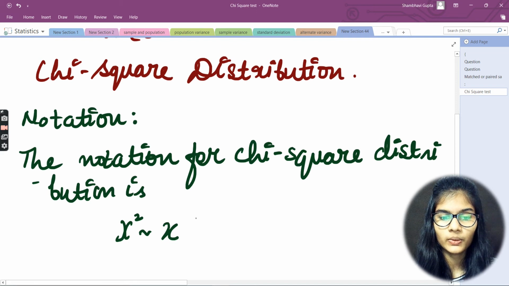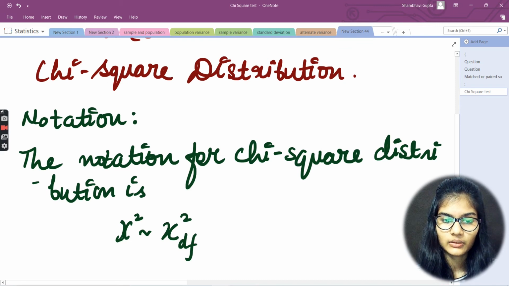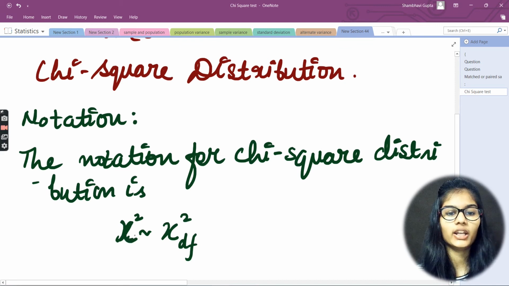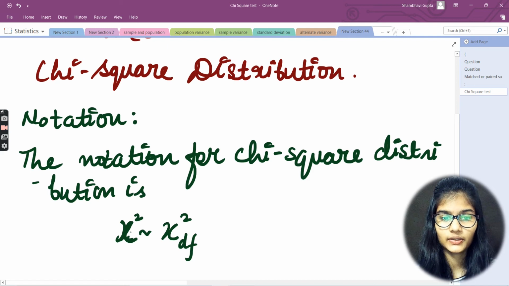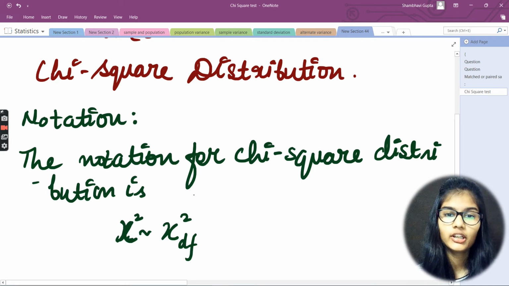That's completely equal to x, and here goes the square and here goes the df, right? So I would mention it like this right here. Great. So this is the notation, the denotation for this chi-square distribution. This is how we denote it.